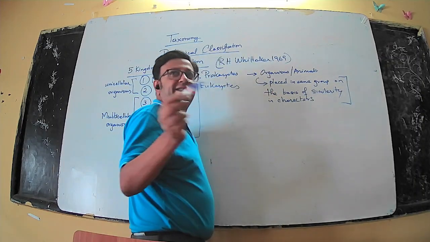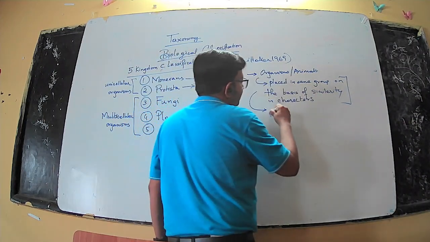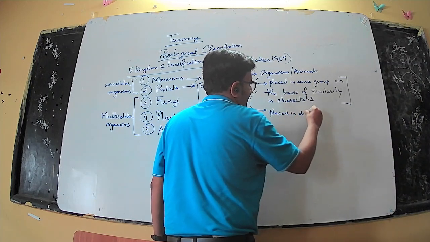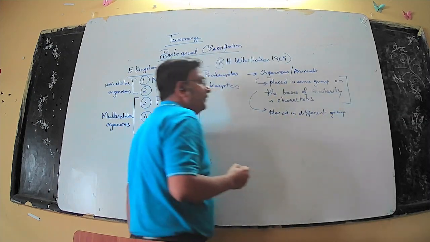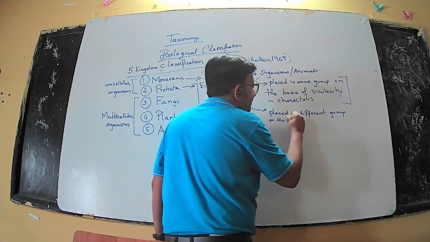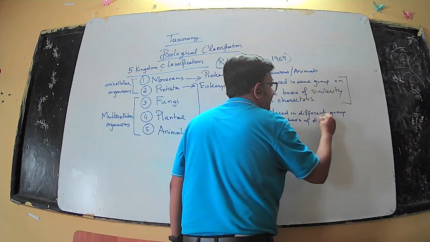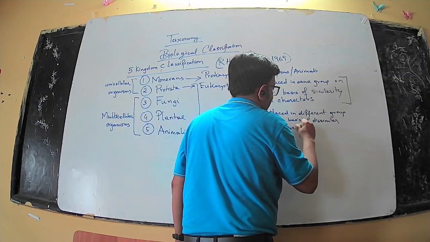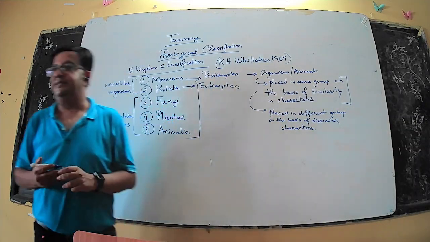If an animal has hair on the body and mammary glands, you place them under mammals, and then place others in different groups on the basis of dissimilar characters. So this is the essence of biological classification.